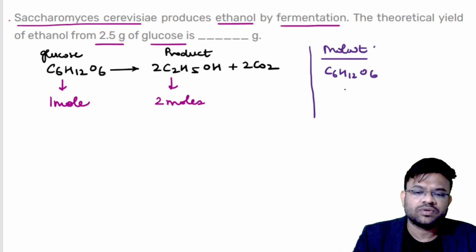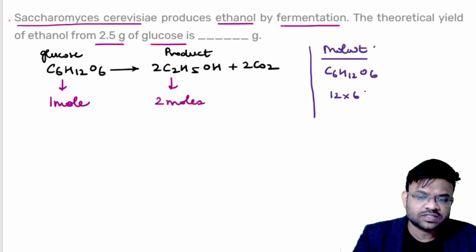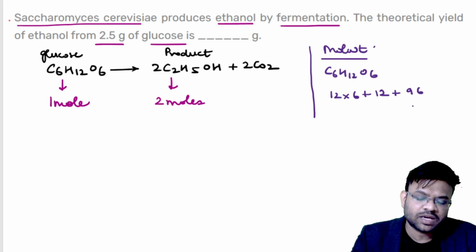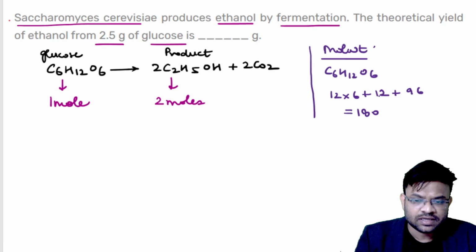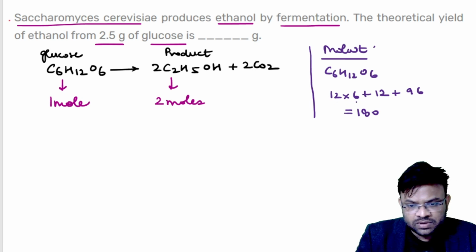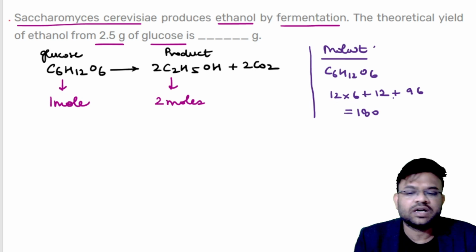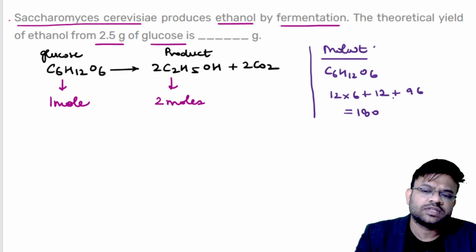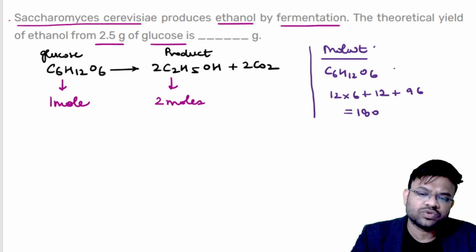C6H12O6. Now for carbon it is 12, so 12 into 6, plus for hydrogen it is 1 into 12, and oxygen 16 into 6, that means it would be 96. So if you add up, this will be coming out to be 180. So 96 plus 84, it would be coming out to be 180. So this is the molecular weight for glucose.